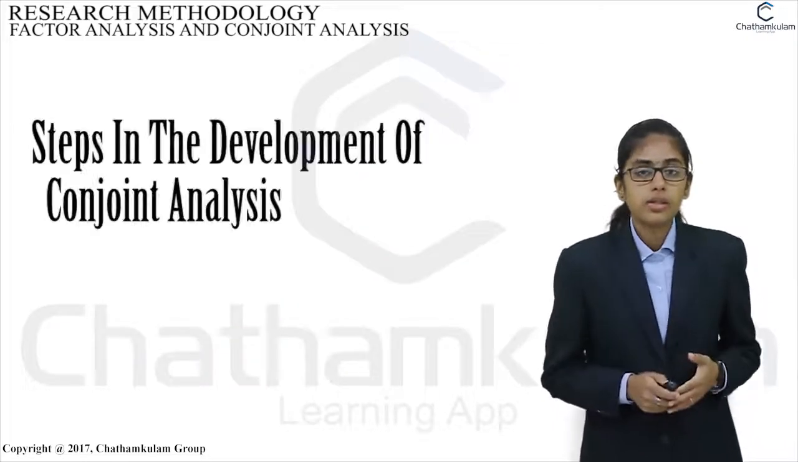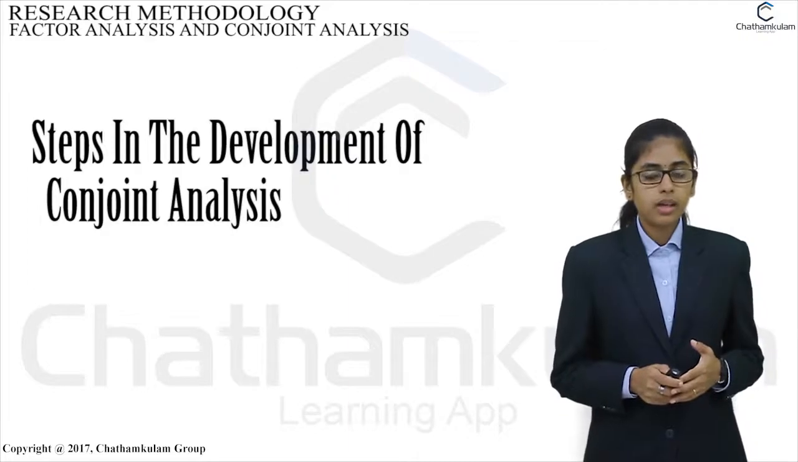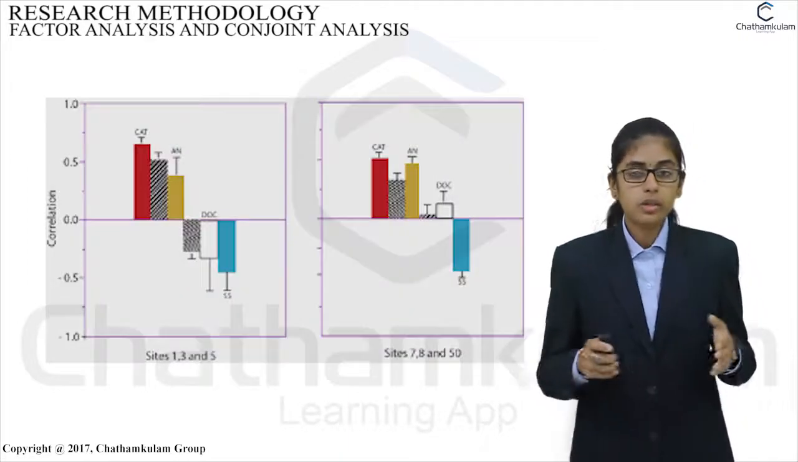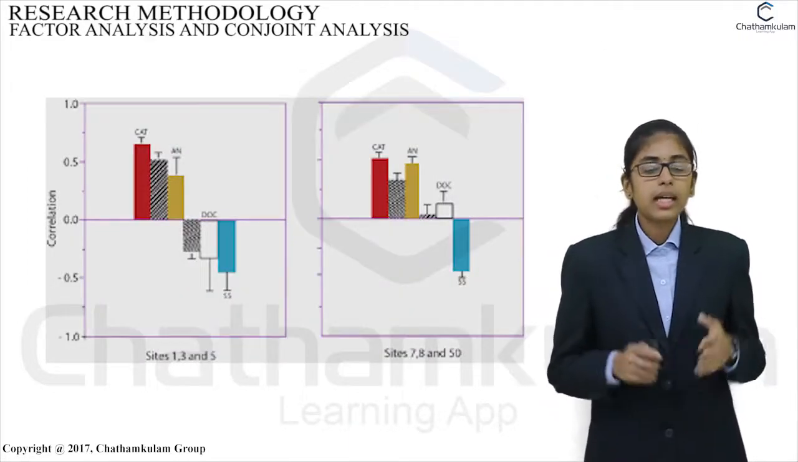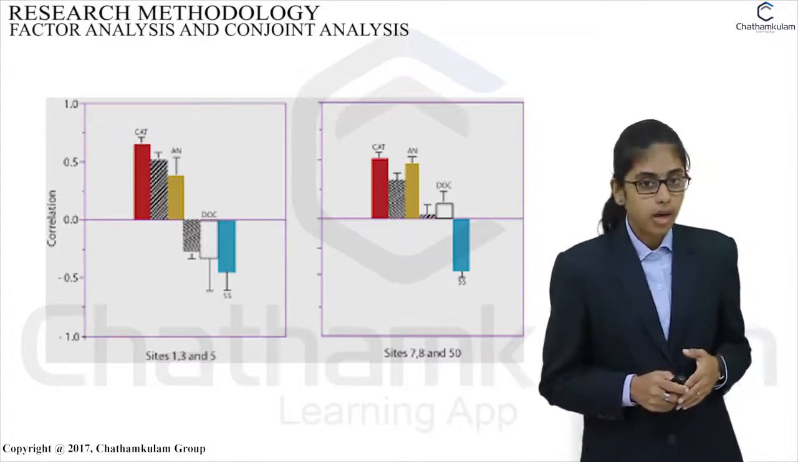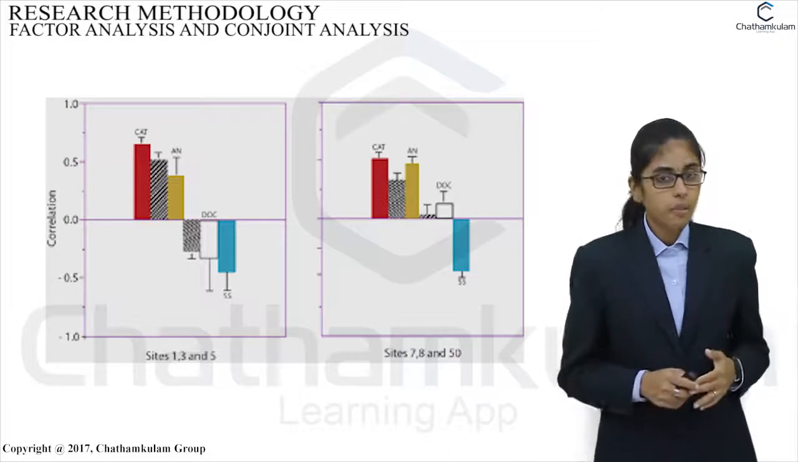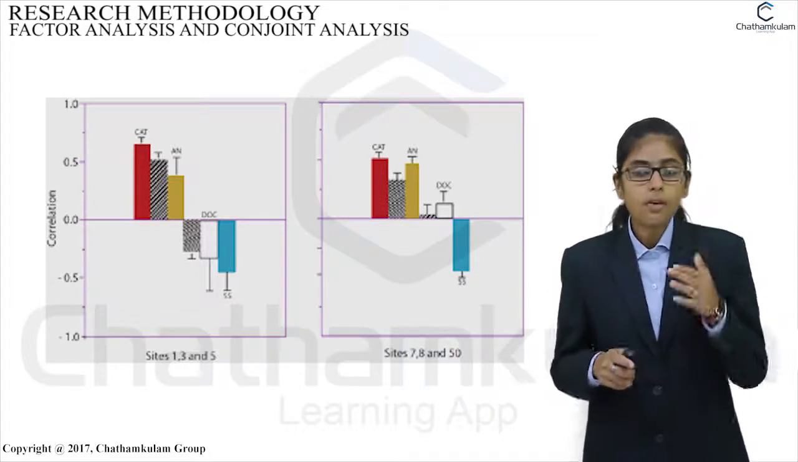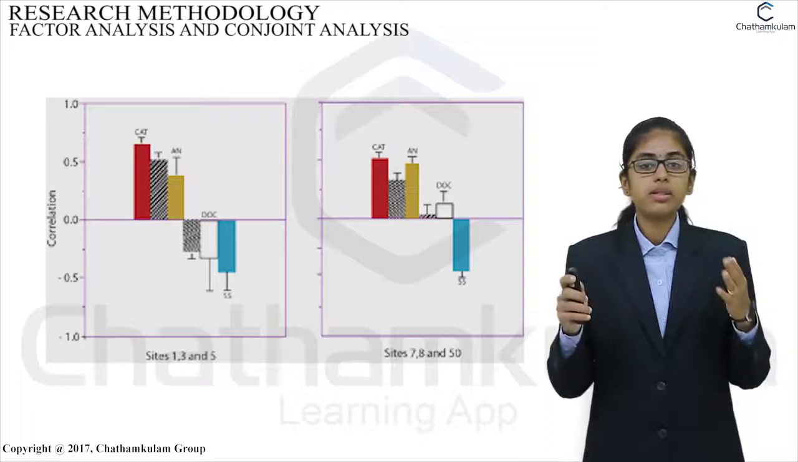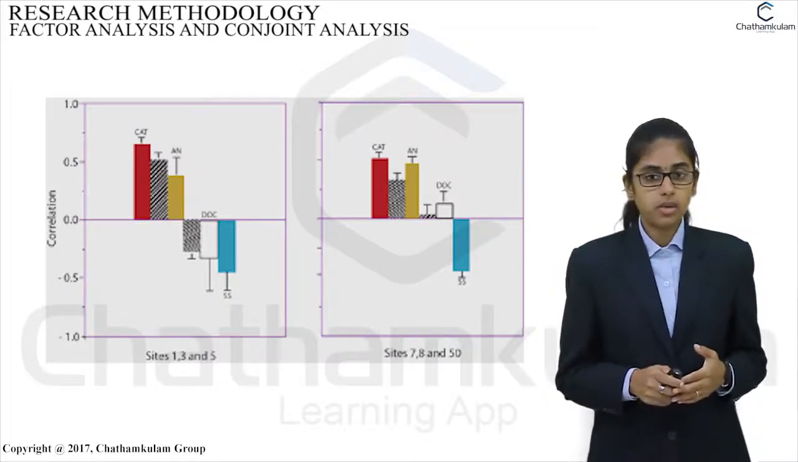Steps in development of conjoint analysis. The development of conjoint analysis comprises the following steps. Collect a list of the attributes of a product or a service. For each attribute, fix a certain number of points or marks. The more the number of points for an attribute, the more serious the consumer's concern on that attribute.